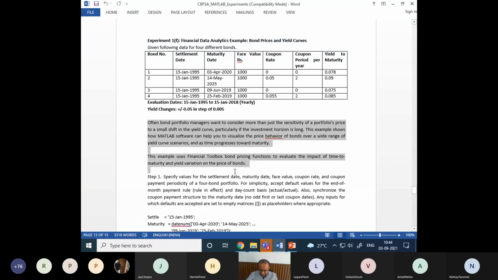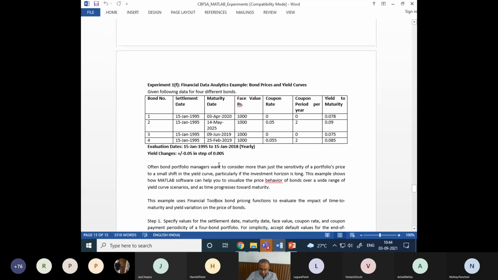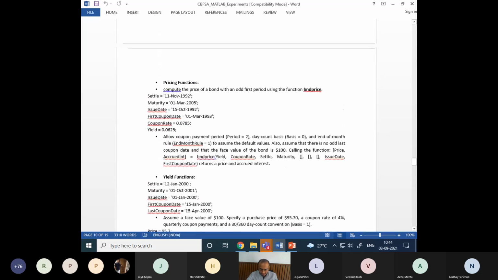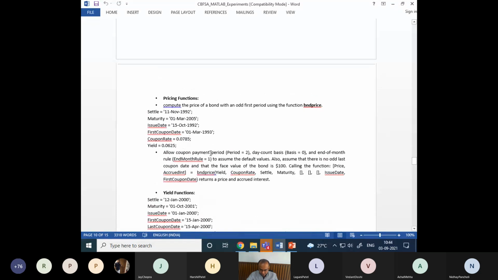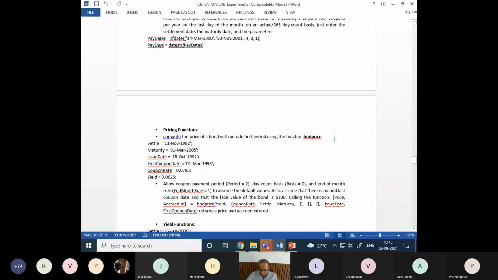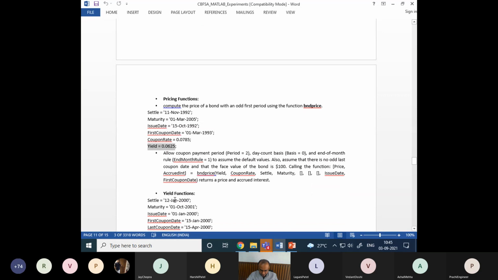I have written some text so that you can also read. And we are using the inbuilt function of our financial toolbox to do this analytics. This function is bond price. Last lecture I introduced that function, right? So you go to this pricing function, bond price. We use this bond price function. It requires all this data: settlement date, maturity date, issue date, yield, all these things are required.